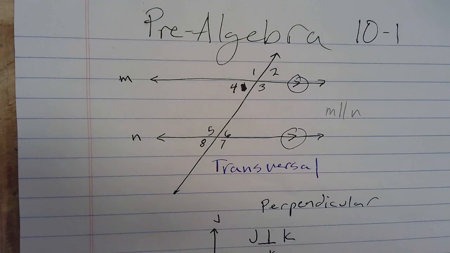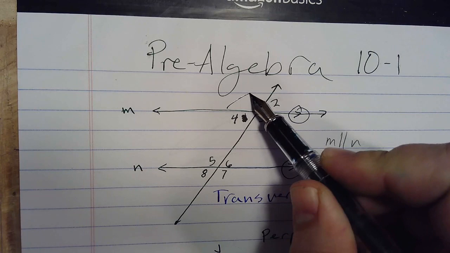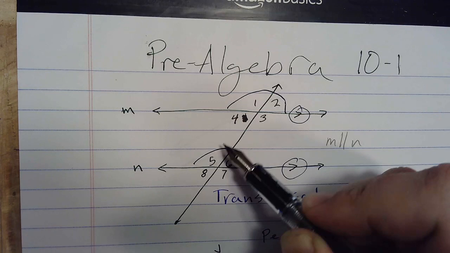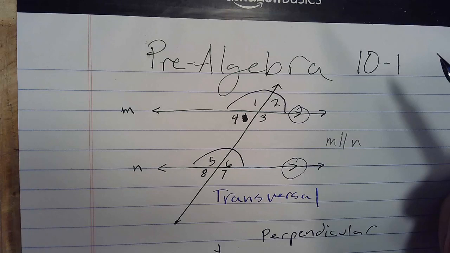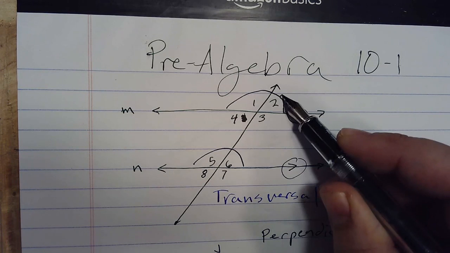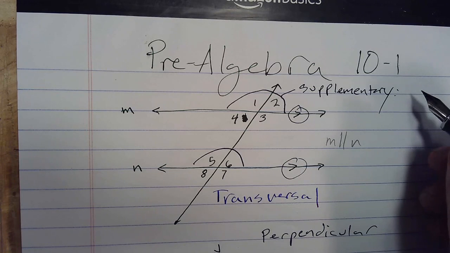The other thing that you may have noticed or you may have had before is as we look at this, huh, okay, this is a straight line and this is a straight line, as are the other pieces from here to here. So that means these two are going to add up to what? They're going to add up to 180 degrees. Those two angles are called supplementary angles. Now, supplementary angles add to 180 degrees.